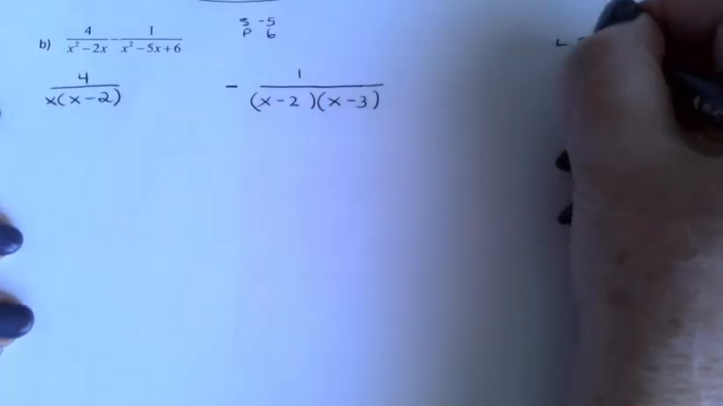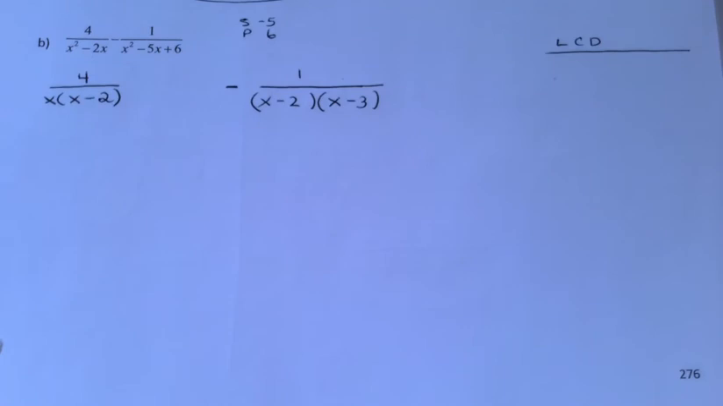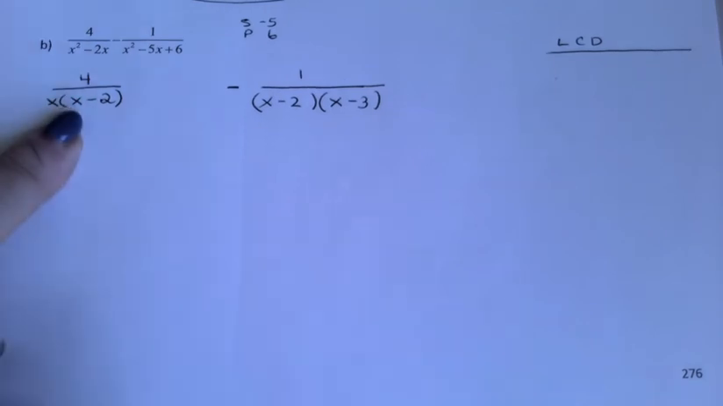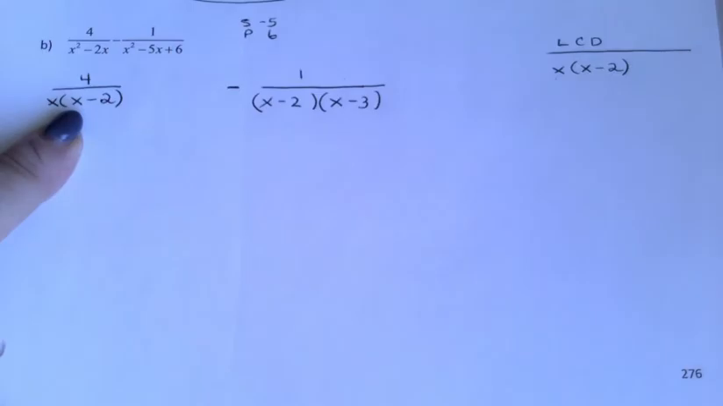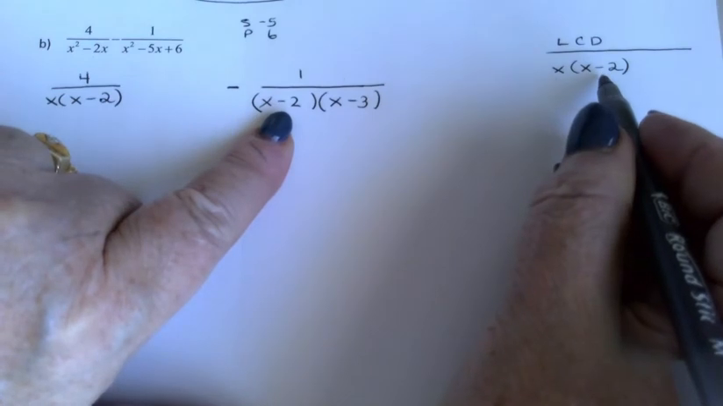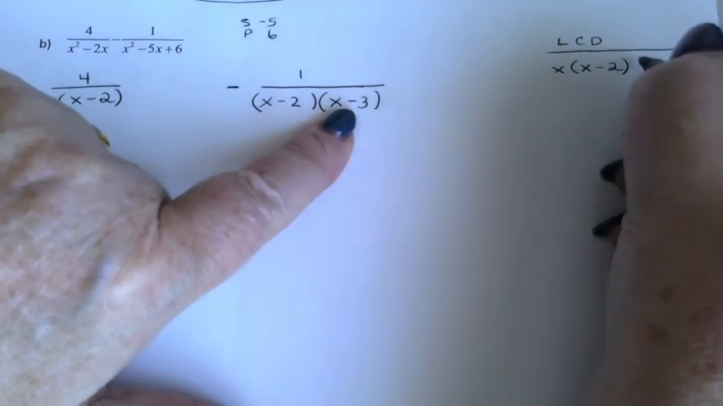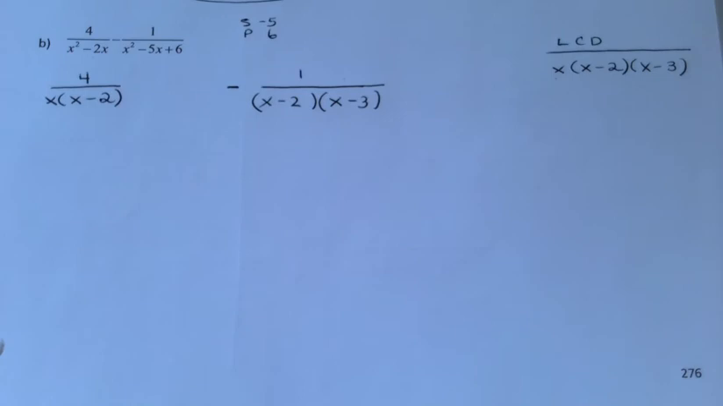All right, so what does our LCD look like in this case? Well, I definitely have to take the whole first denominator, x times x minus 2. But when I come over here, I've already incorporated the x minus 2, so I don't need to put another one in there. I've already got that. But I do have to include the x minus 3. So in a case like this, you just kind of build your denominator. Take the whole first one, and then just tack on any new factors found in the second one.